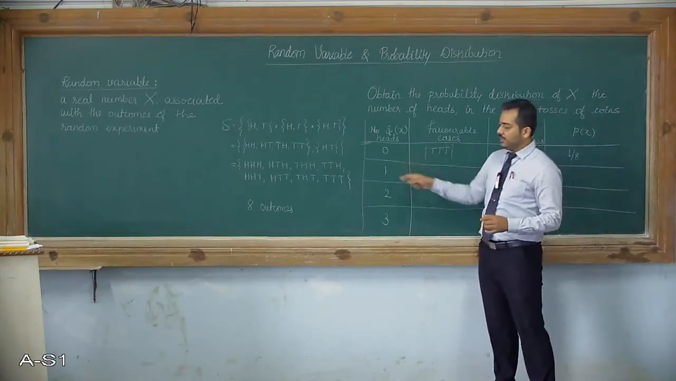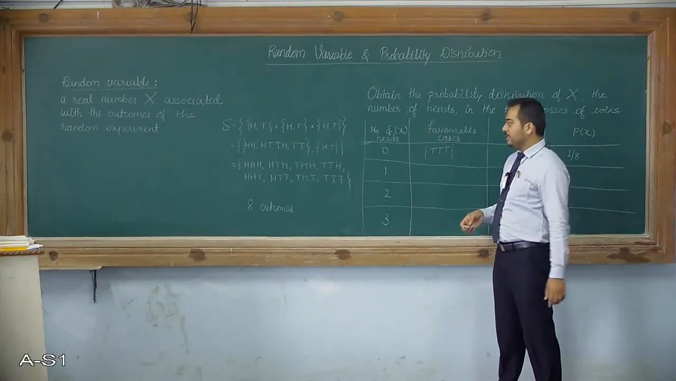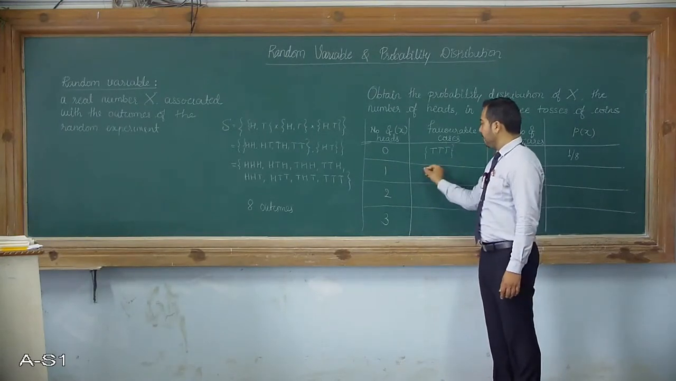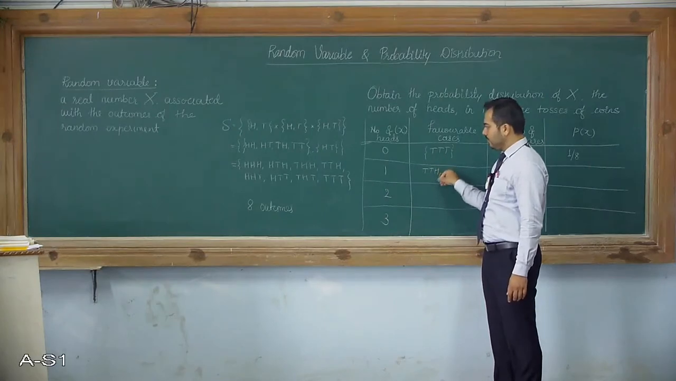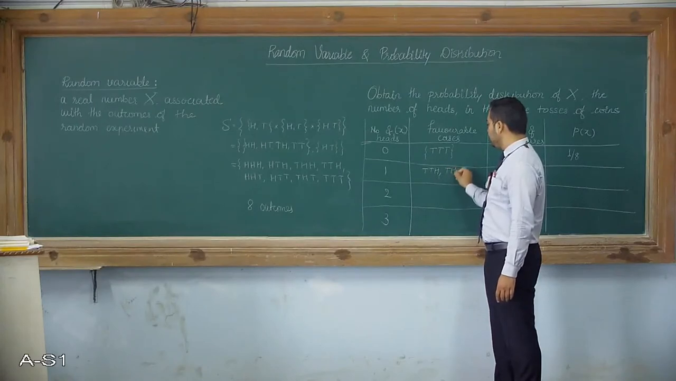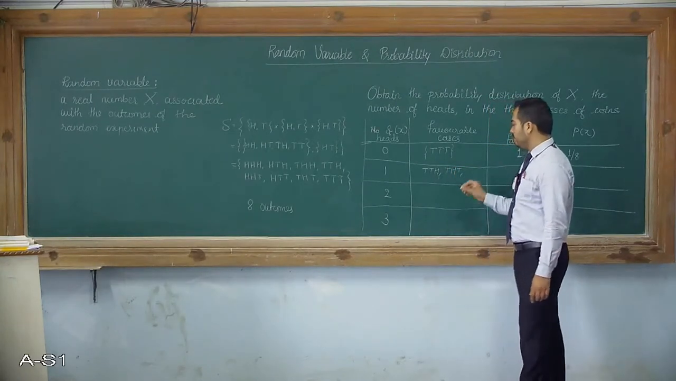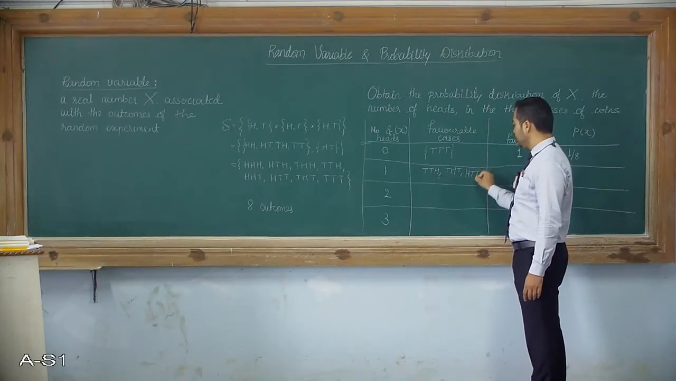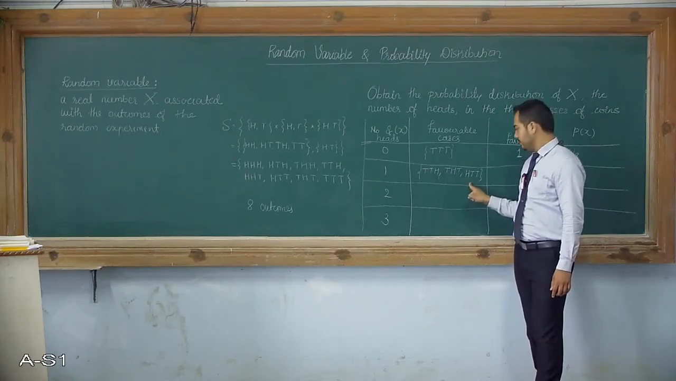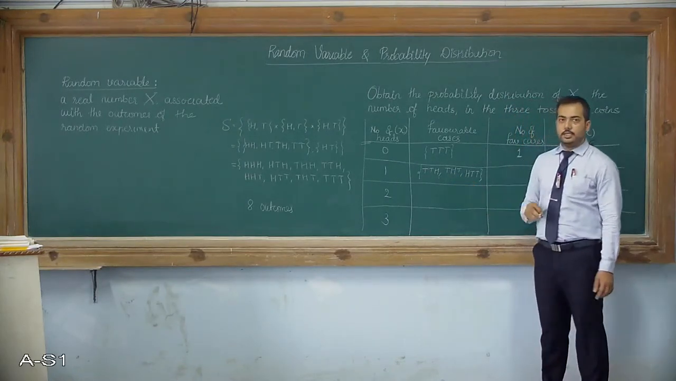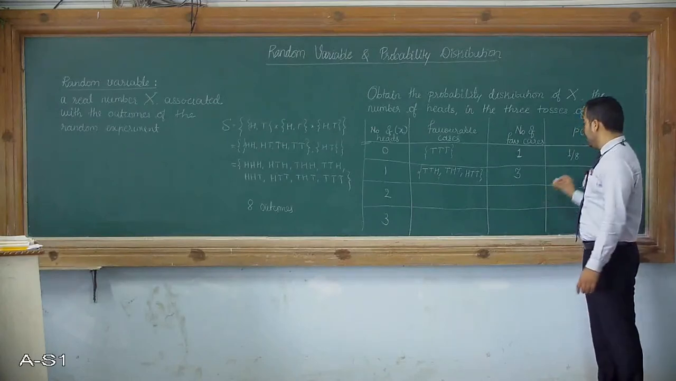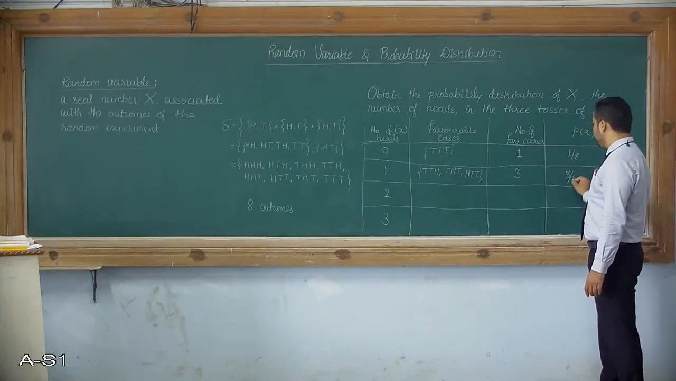Now in the number of heads we have exactly one head. So exactly one head, there are such cases like TTH. This is one case, another is THT, and one more case would be HTT. TTH, THT and HTT. These are the cases we have. Then the number of favorable cases is 3, and then the probability would be 3 by 8.